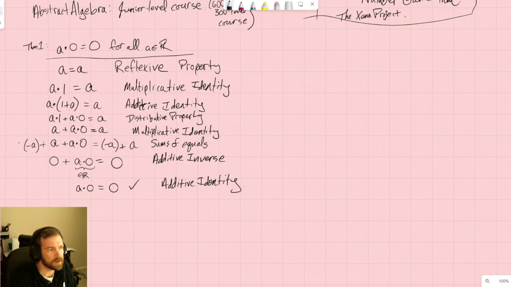And then in the next line we add the inverse of a to the left-hand side of both equations. So negative a plus a times 0 is equal to negative a plus a. So that's our sums of equals property. And then here we have negative a plus a is 0 and negative a plus a is 0. So we end up with 0 plus a times 0 is equal to 0. Since a times 0 is a member of the real numbers, it is true that 0 plus that member of the real numbers will be equal to that thing. So a times 0, and that's equal to 0, and so proved.